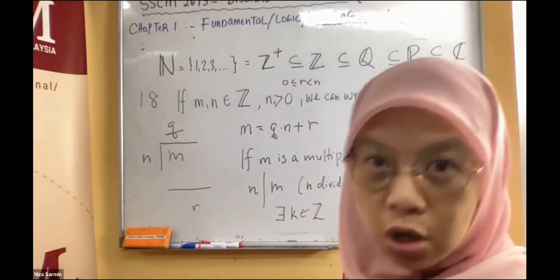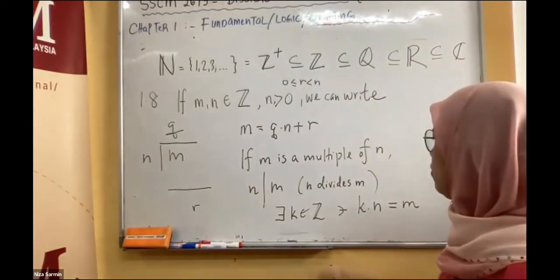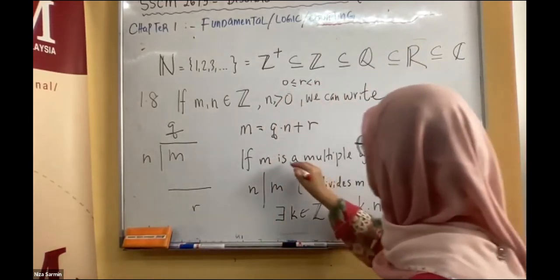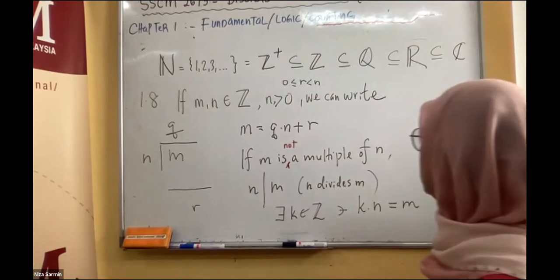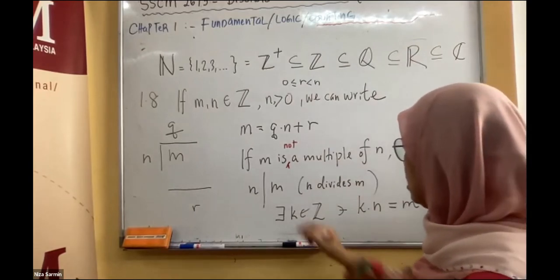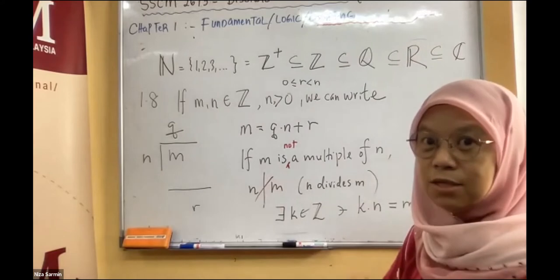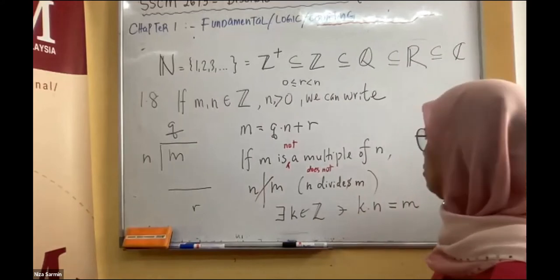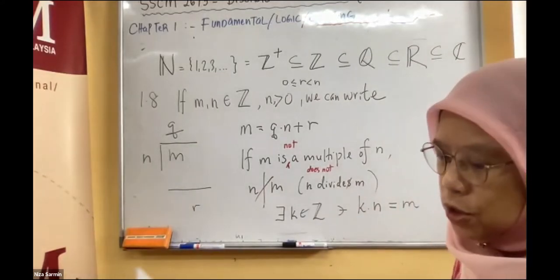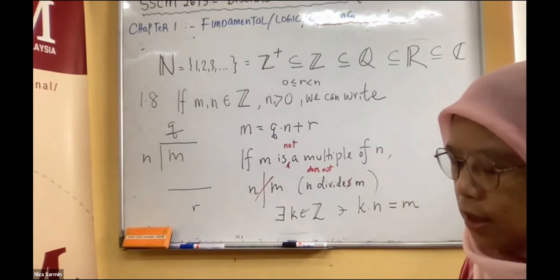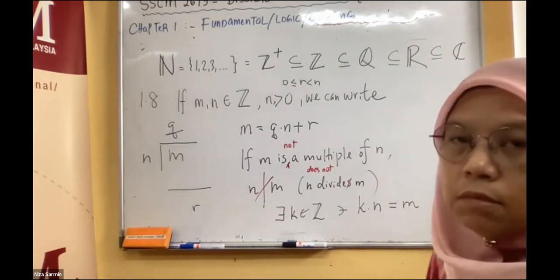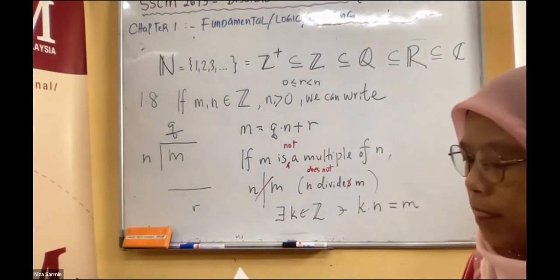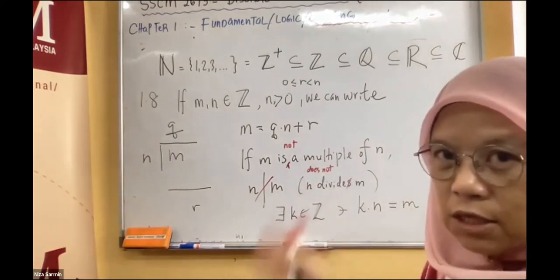If M is not a multiple of N, then N does not divide M. Okay, that is how you say it. There are a few properties that are very useful for this division.